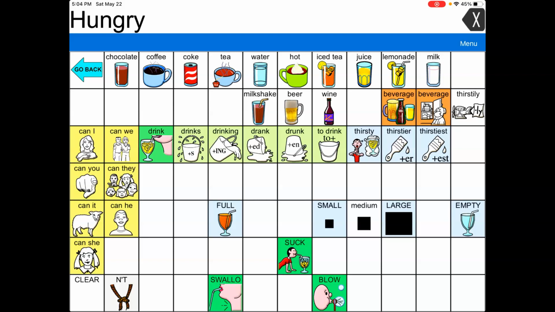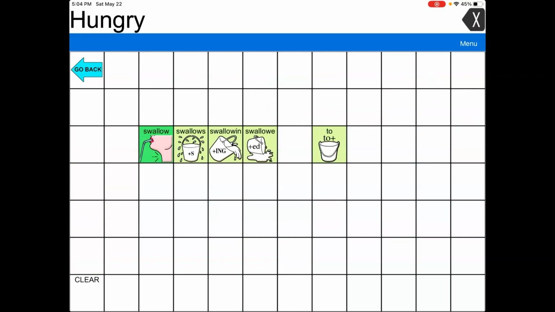And we have a few words on this page that are in all capital letters, which means there's a third layer. Swallow.